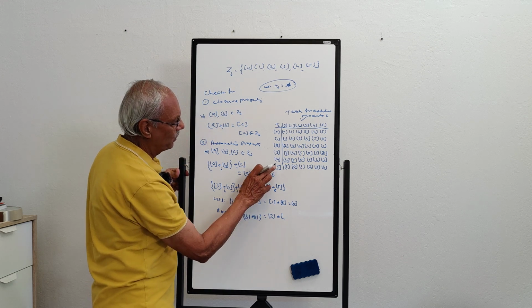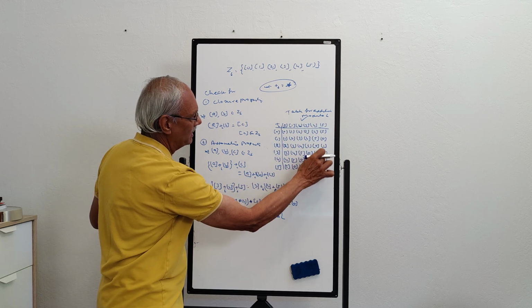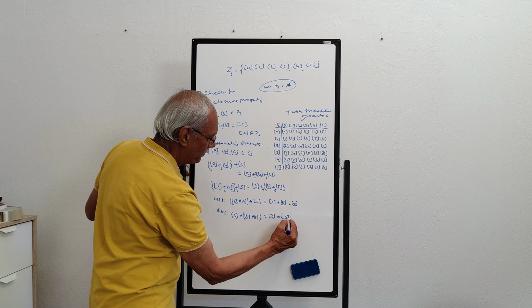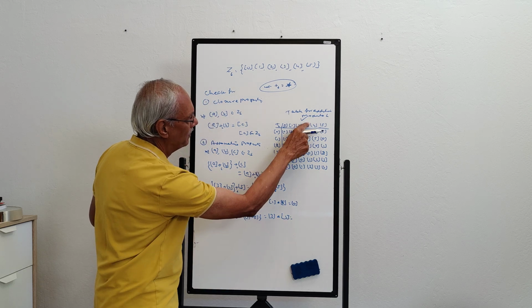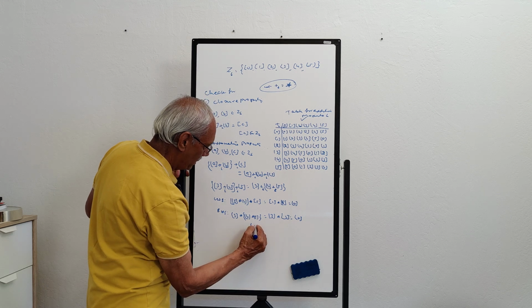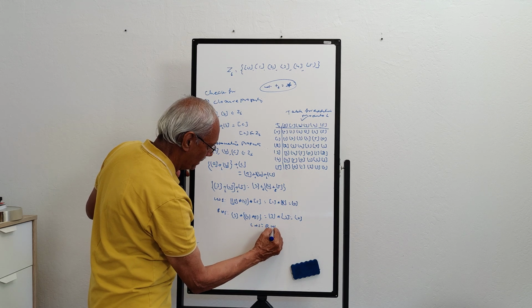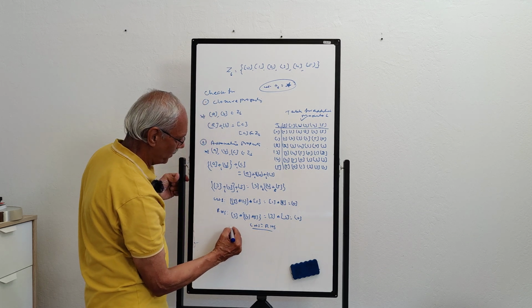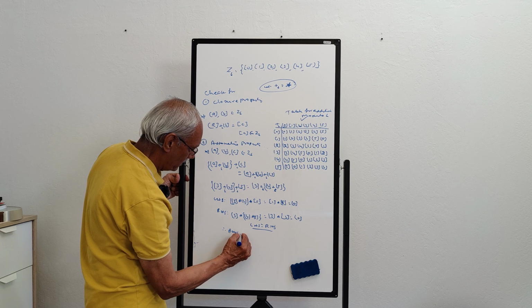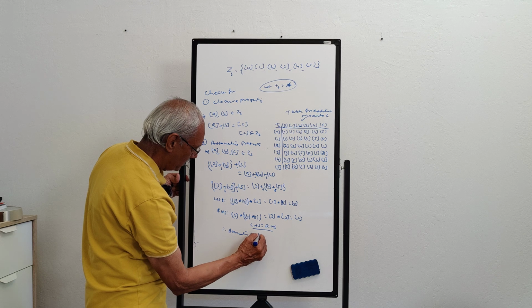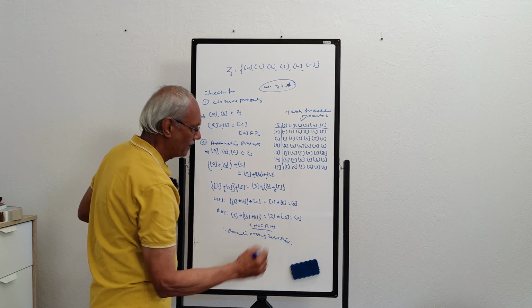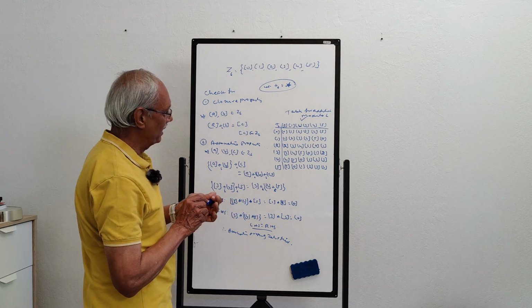Now RHS: 4 plus 5 is 3. Then 3 plus 3 is 0. So LHS is equal to RHS. Therefore, the associative property is satisfied.